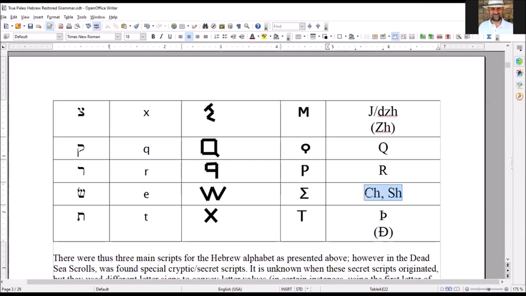But that means the letter shin cannot have an S sound. It has to have a different sound. But it has the SH sound. I believe they are correct on that. So what I've concluded, it has the ch sound, like, you know, cheese, church.